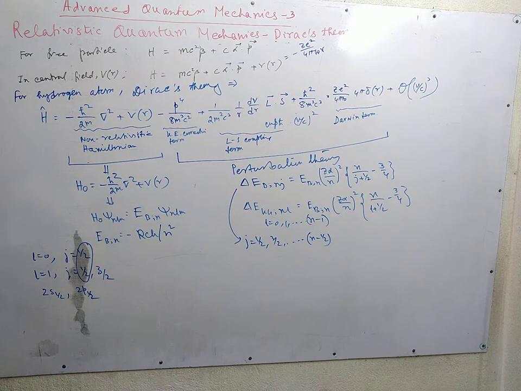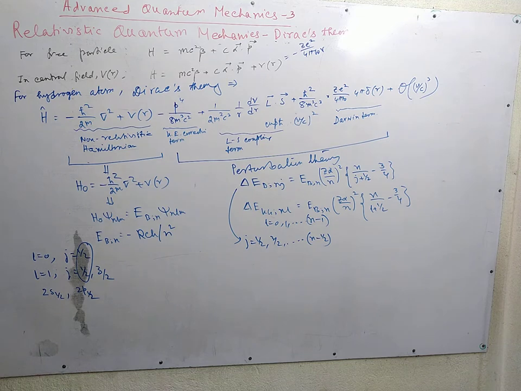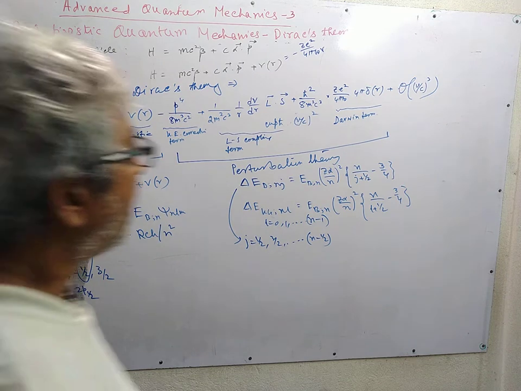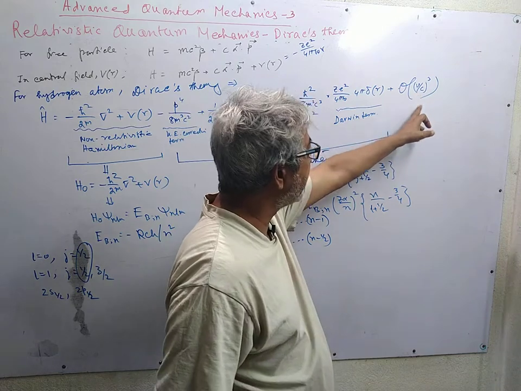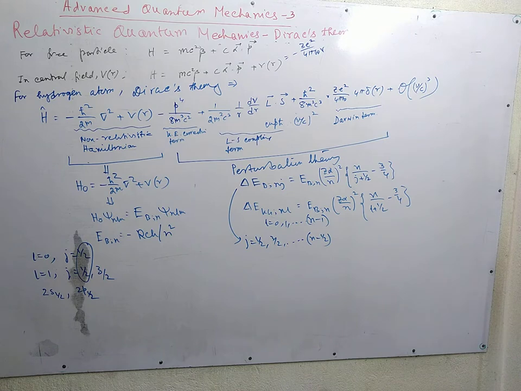The energy expression could also be obtained without going to perturbation theory, and if we expand the complicated energy expression, which is correct up to second order in v by c, then we again get this energy expression. This is all about relativistic quantum mechanics. In the next class we shall discuss generalized angular momentum.